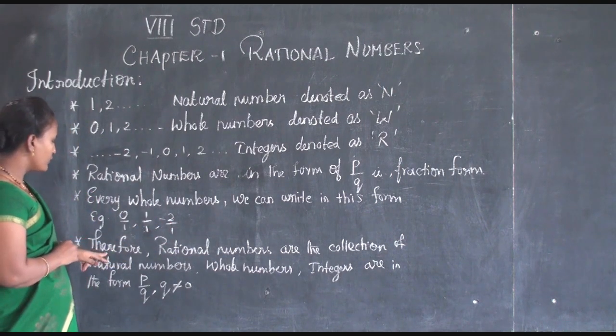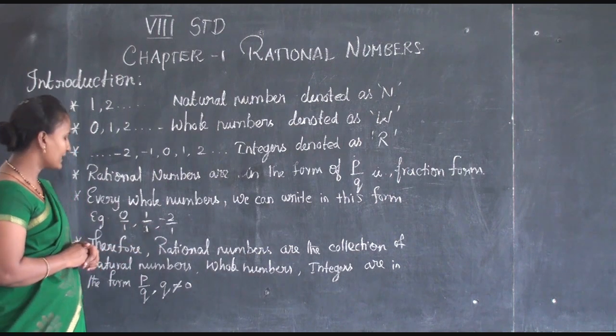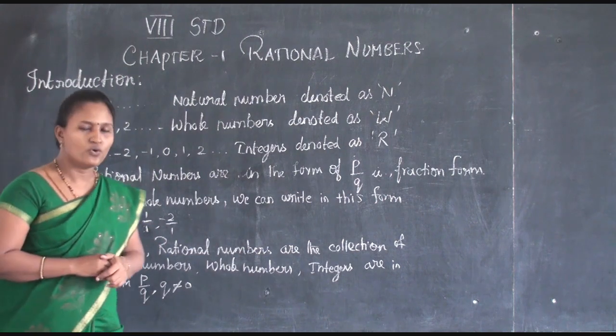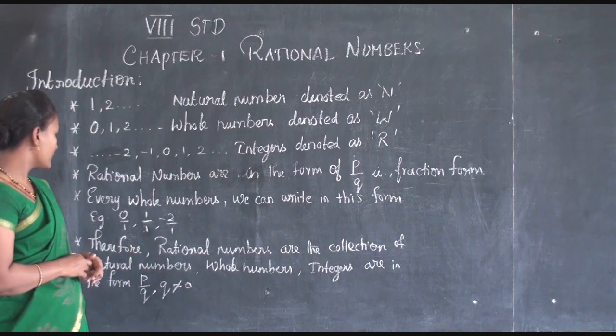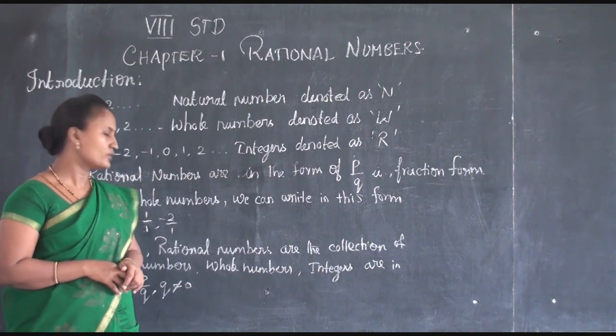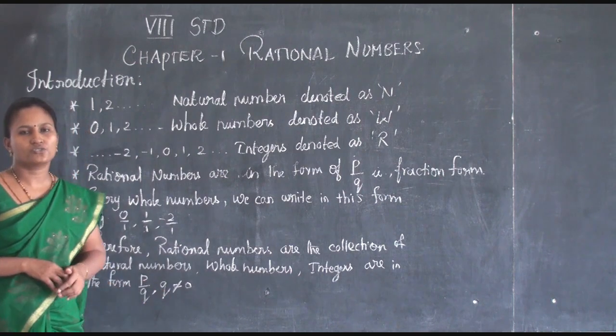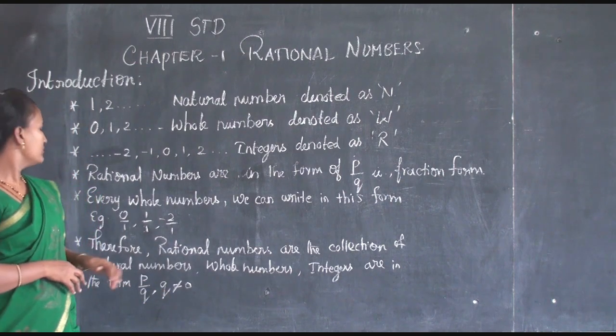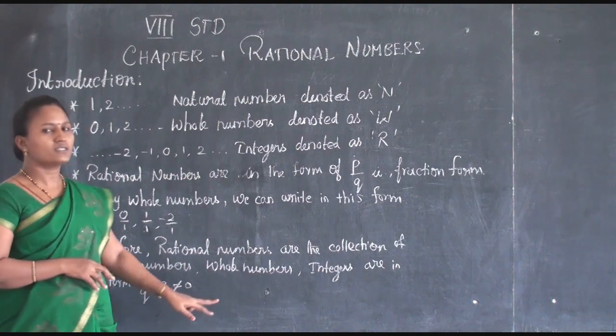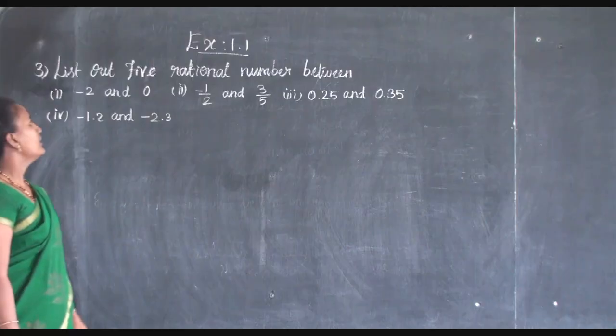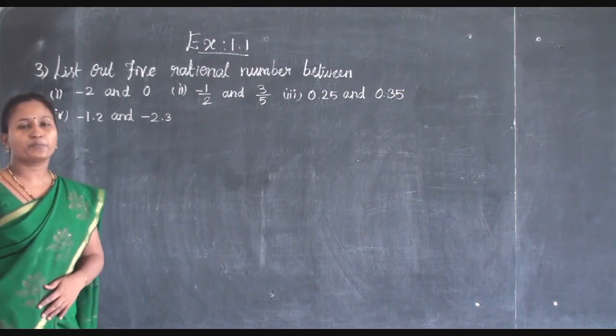Like this. Therefore, rational numbers are the collection of natural numbers, whole numbers and integers, all in the form of p by q. One more thing, you have to remember that q is not equal to 0. That is very important. The denominator is not equal to 0. Then it starts from exercise 1.1.